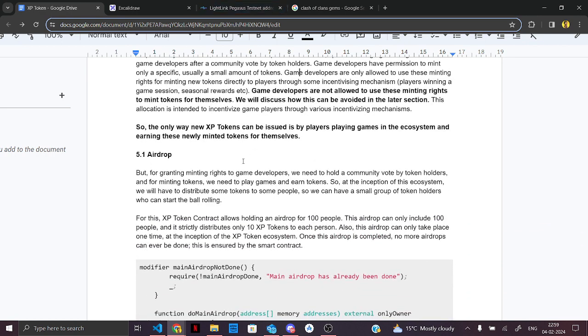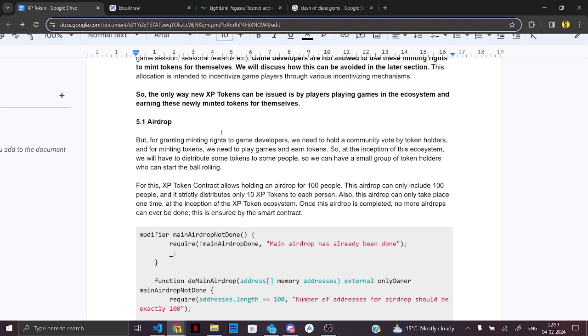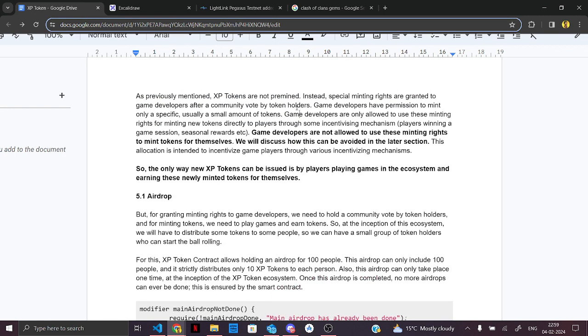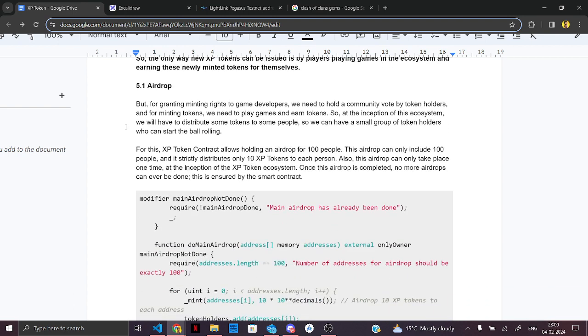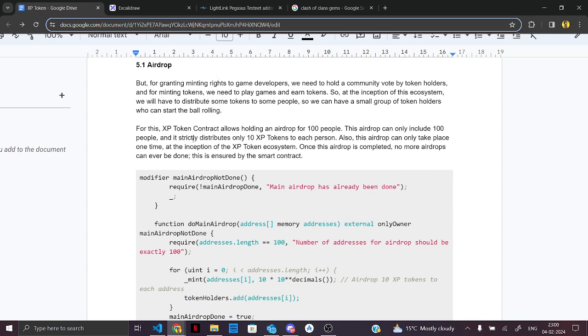First of all, let's try to understand how things will go. You know there are no pre-mined tokens, but you need to start the ecosystem, right? You need some tokens to start it, because there are no minting rights for anyone, as there are no token holders. To hold tokens you need tokens, and there is no pre-mine. To solve that issue, there will be an airdrop, but it will be a very stringent process. We'll explain how this airdrop will happen.